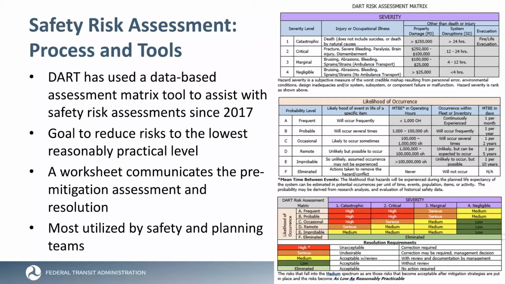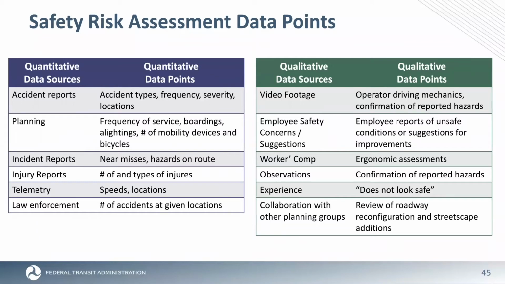So we have a variety of data systems, as I imagine most transit systems do, that provide us data, both quantitative and qualitative. From a quantitative standpoint, those include our accident reports. From a planning perspective, we have all of our service-related data from frequency of service, boardings, alightings, and so on. We utilize incident reports and injury reports, our telemetry, and then also work closely with our law enforcement agencies and other stakeholders to get data pieces that they may be able to provide us, such as accidents that occur at a given location within our service area and whatnot.